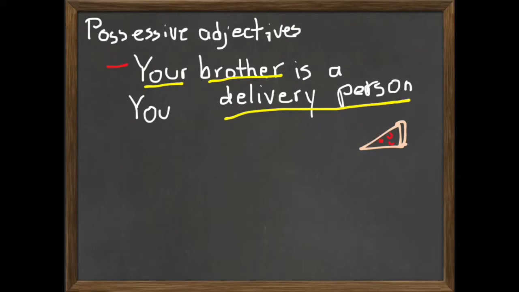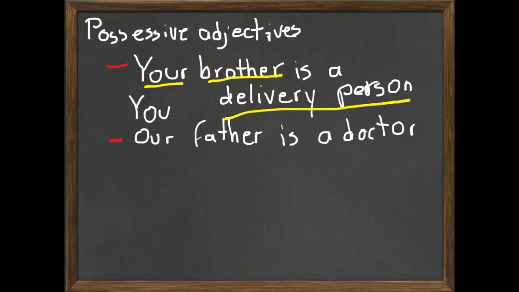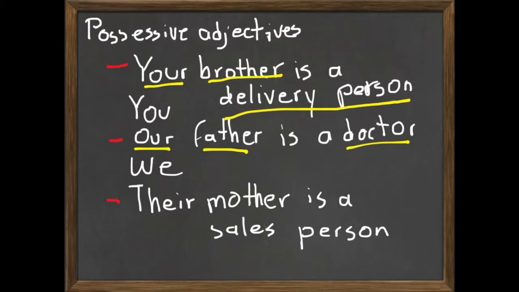Let's look at another example. Our father is a doctor. Our is the possessive adjective for we. Here we're talking about father, our father. And doctor is an occupation or a job of a person who cures sick people. Their mother is a salesperson. Here, their is the possessive adjective for they. Mother is the object of this sentence. Their mother. And salesperson is another job of a person who works by selling stuff.